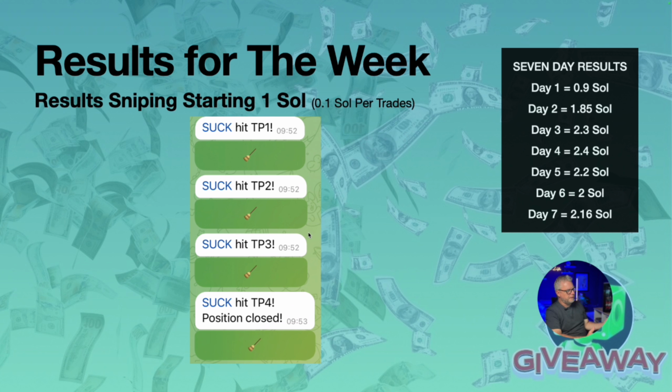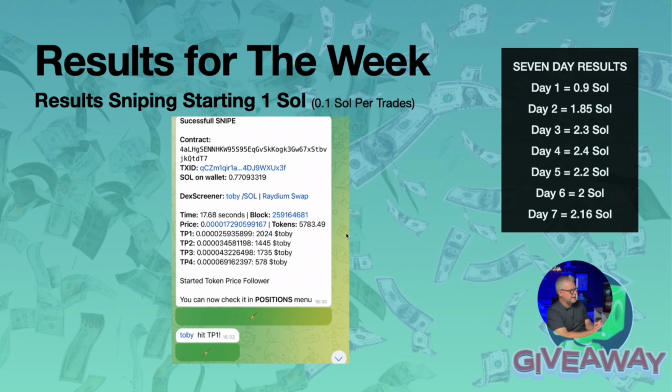It'll tell you whether you've hit your targets. On this occasion, I hit all 4 targets on this particular token and got closed on that position and made some good gains. And here is an example of a token that was sniped and some of the information that you'll receive as soon as the token is sniped. It will give you the DEX screener link so you can have a look at the details of the token and how it's trading. It'll give you the time it took to snipe.